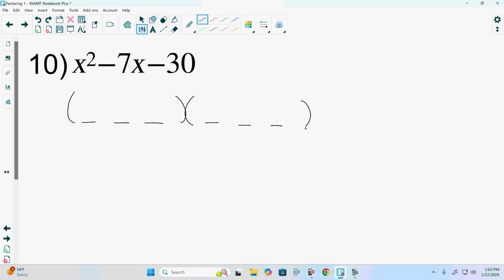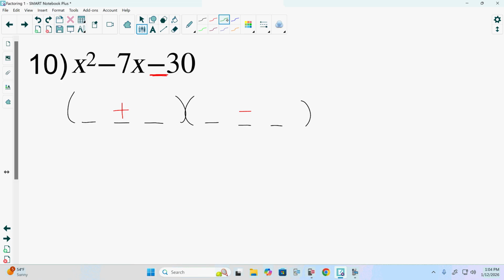Then we'd have our two sets of parentheses with three spaces. If the third term is positive, the signs are the same and match the sign of the middle term. If the third term is negative, the signs are opposite. Well, our third term is negative, so our signs have to be opposite. One's going to be positive, one's going to be negative.